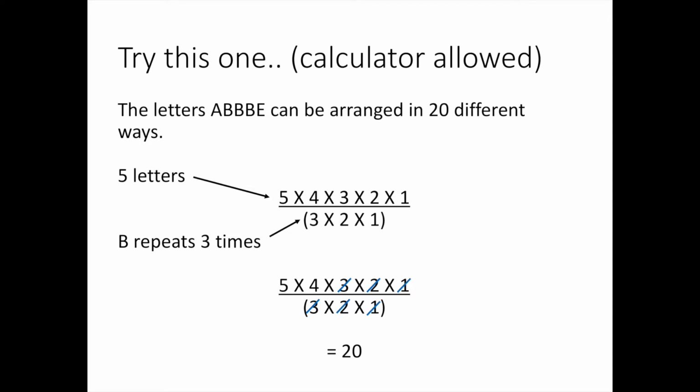Because there were 5 letters to start with, so you do 5 times 4 times 3 times 2 times 1 in the numerator. The letter B repeats 3 times, so you divide by 3 times 2 times 1. The 3 times 2 times 1 in both the numerator and the denominator cancels out. That leaves you 5 times 4, which gives you 20 different permutations.